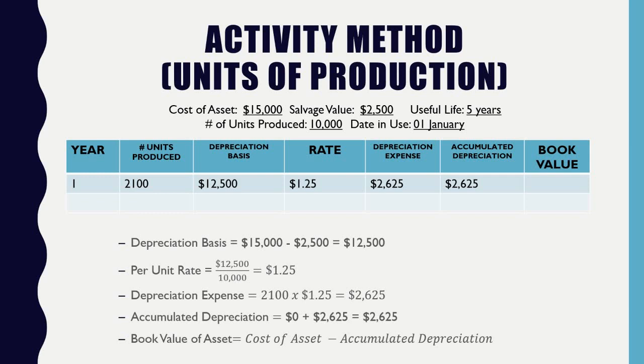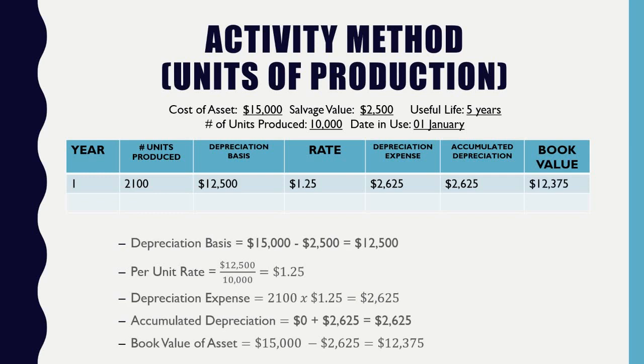The book value is going to be the cost of the asset, so $15,000 minus the accumulated depreciation. So in this case, $15,000 minus $2,625 is going to give you a book value of $12,375. So, what does this book value determine? Well, it determines that after it's been a year, it's no longer going to hold the value of $15,000. It's going to be at least $13,000.